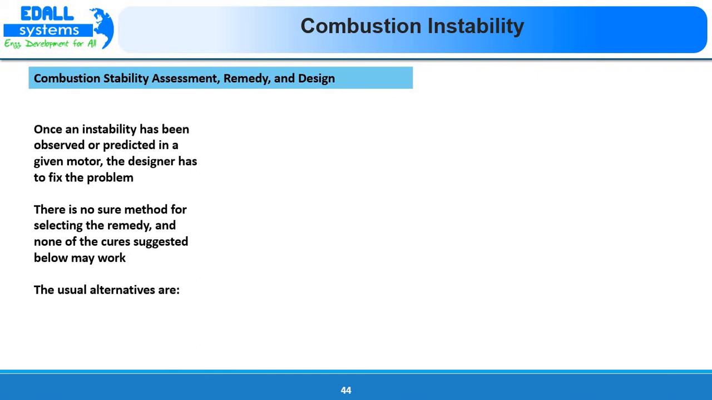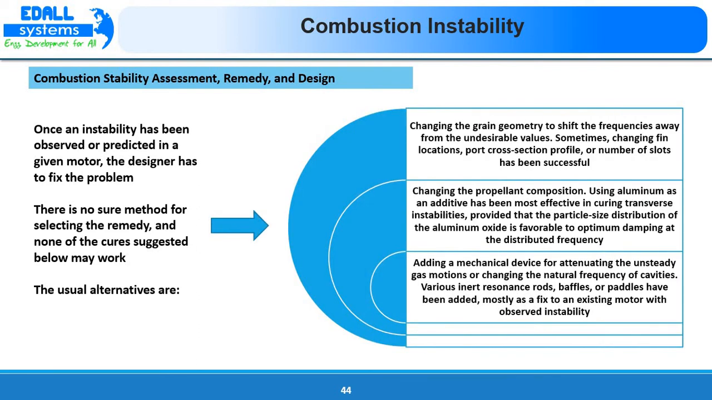Then the next thing: once an instability has been observed or predicted in a given motor, the designer has to fix the problem. There is no sure method for selecting the remedy and none of the cures suggested below may work. The usual alternatives we can go for are here. First one, that is changing the grain geometry to shift the frequencies away from the undesirable values. Sometimes changing fin locations, post cross-section profile or number of slots has been successful. This way we can change the geometry and assess the instabilities, or change the propellant combination.